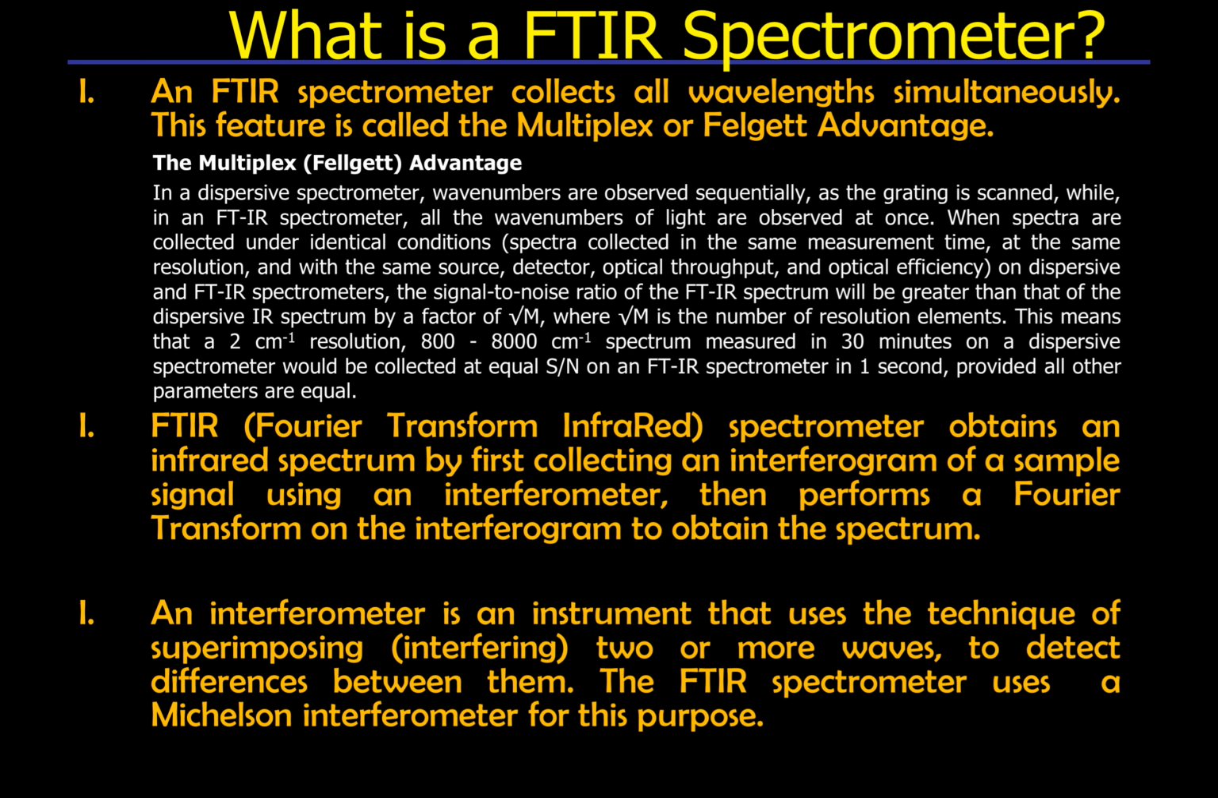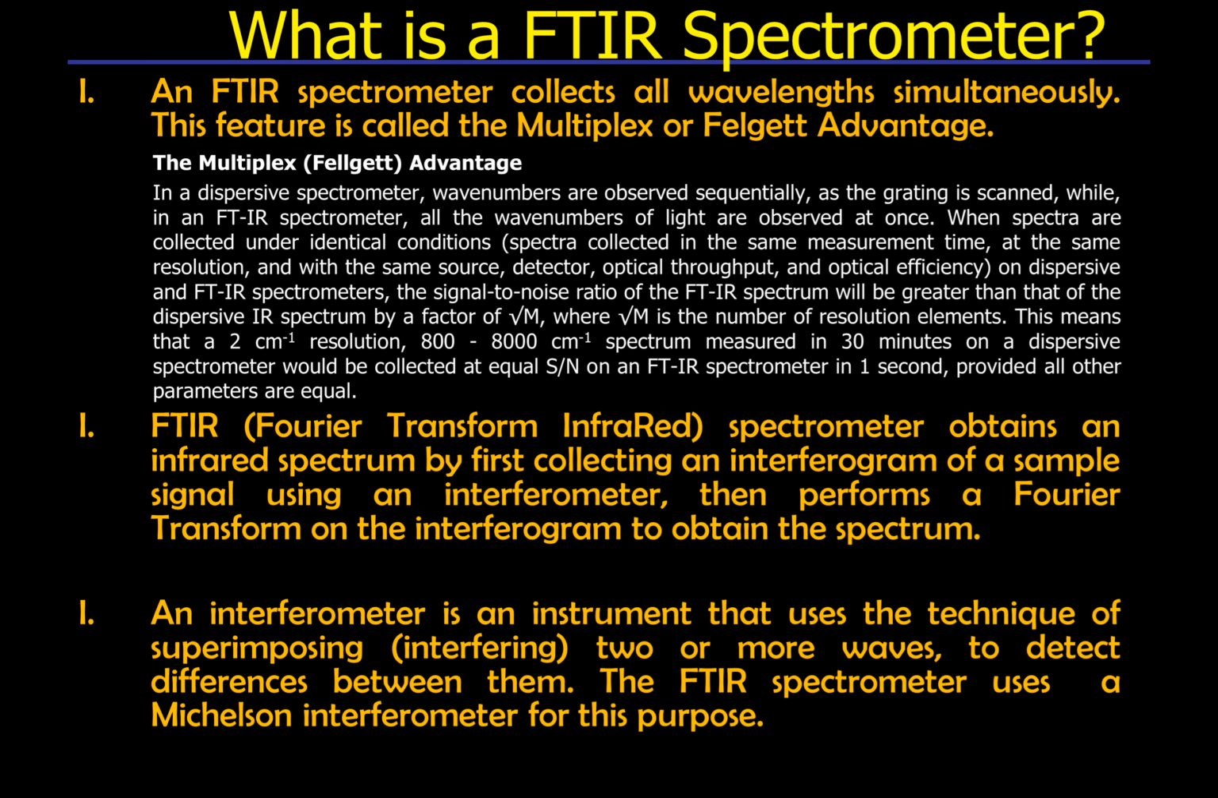This means that a 2 centimeter inverse resolution 800 to 8000 centimeter inverse spectrum measured in 30 minutes on a dispersive spectrophotometer, with the same thing at an equal signal to noise ratio on an FTIR spectrophotometer, will require only 1 second. So this is a fantastic speed it has.